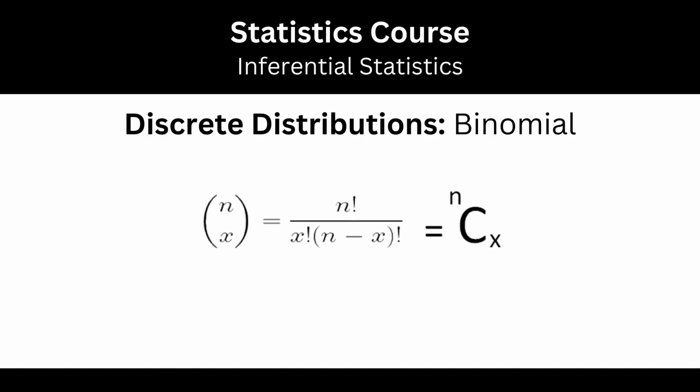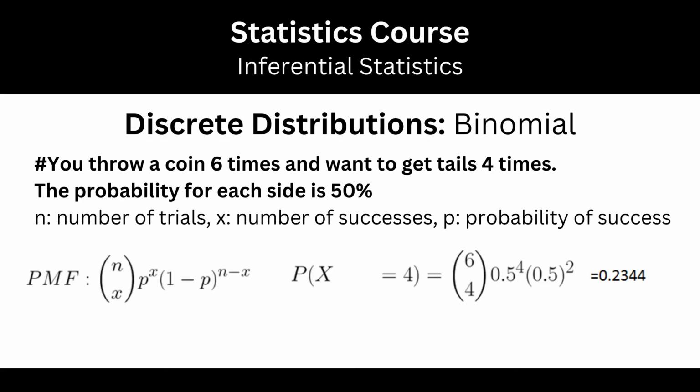So let's continue on. N equals 5 trials. You want x equals 4 number of successes. The probability of succeeding is 50%, and the contrary to that is 100% minus 50%, which is in this case 50% as well. So the probability for this situation after the calculation is 23.44%.